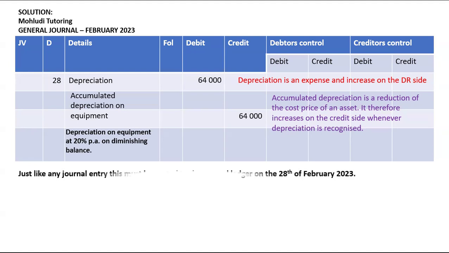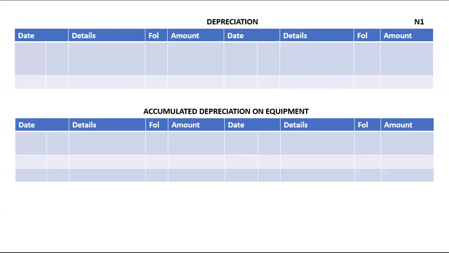Just like any journal entry, this must be posted to the general ledger on the 28th of February 2023. We will debit depreciation because it's an expense. It increases on the debit side, so it's a plus. We'll write 2023 Feb 28, accumulated depreciation on equipment, general journal, and the amount will be 64,000.